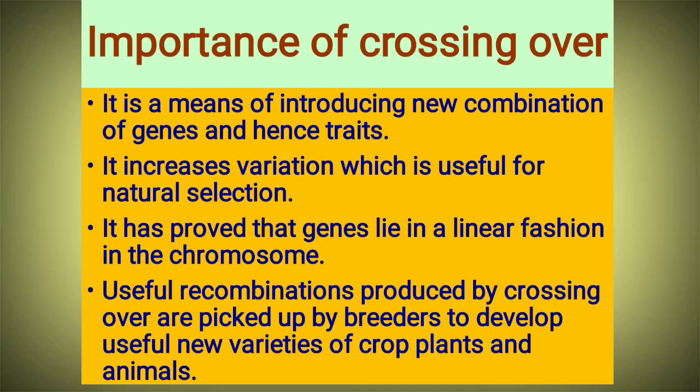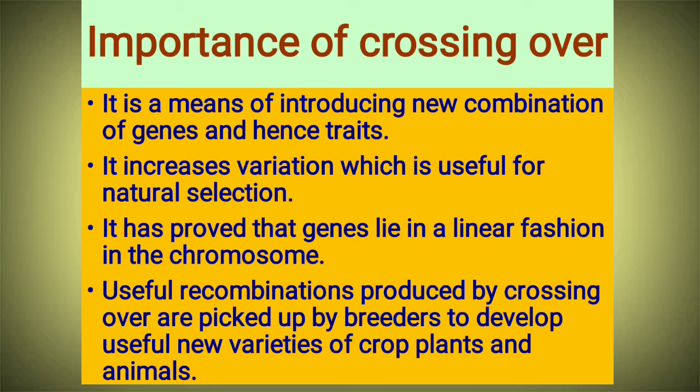Now, why is crossing over important? Crossing over is important because it is a means of introducing new combinations of genes and hence traits. As we know, in our offspring, the maternal and the paternal chromosomes both contribute to express a particular character in the resultant offspring. If there is no crossing over, then there won't be any new combination of genes, and if there is no combination of genes, then there will be no variation of traits. So in order to get new combinations of genes in each generation, crossing over is important, and it takes place during the meiosis cell division process, at the time of formation of the gametes.